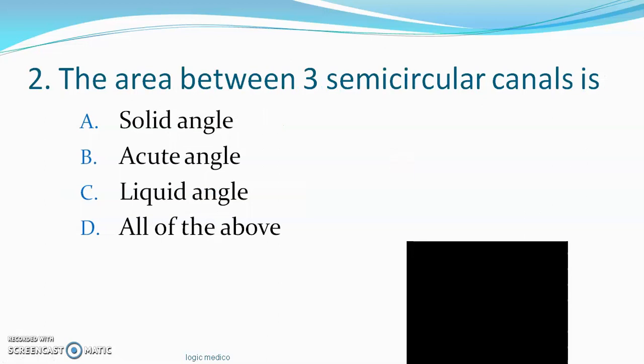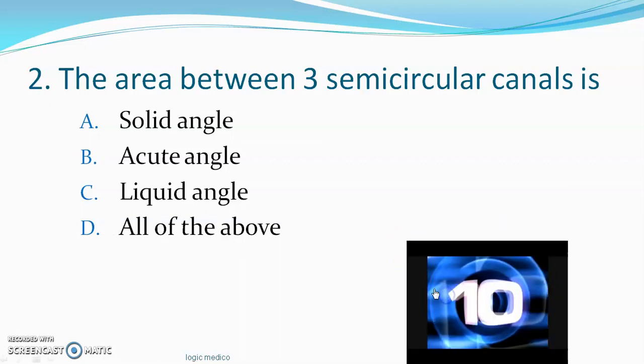Okay. Now the next question is question number 2. The area between the three semicircular canals is called as: solid angle, acute angle, liquid angle, all of the above. These are the options. Okay, your time starts now.